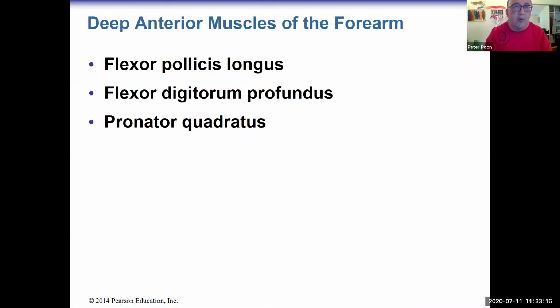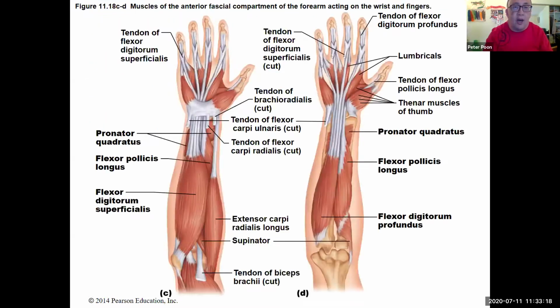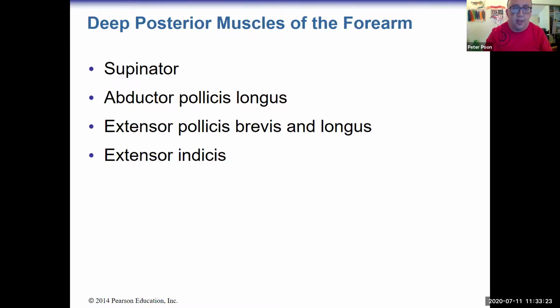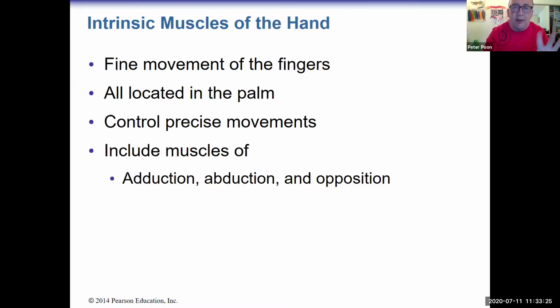We'll skip the deep muscles of the forearm, extensors of the forearm. So let's talk about movements of the hand for a second. Most of the movements of the hand are generated by the muscles in the wrist. The small muscles of the hand are in the palm.